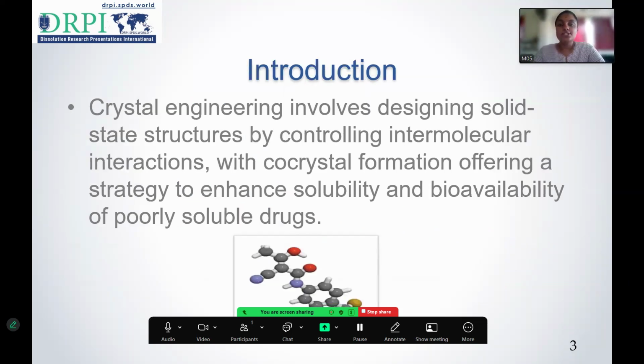Coming to introduction, crystal engineering involves designing solid-state structures by controlling intermolecular interactions with co-crystal formation. It is offering a strategy to enhance the solubility and bioavailability of poorly soluble drugs. Here, crystalline material is composed of API and coformers in stoichiometric ratio, which is held together by non-covalent interactions, pi-pi interactions, and hydrogen bonding.